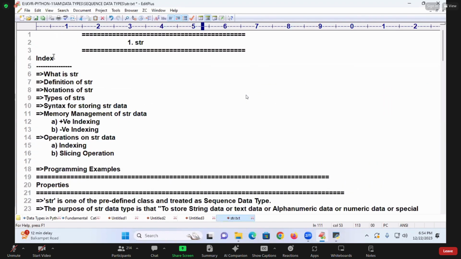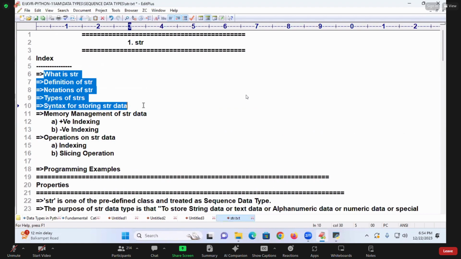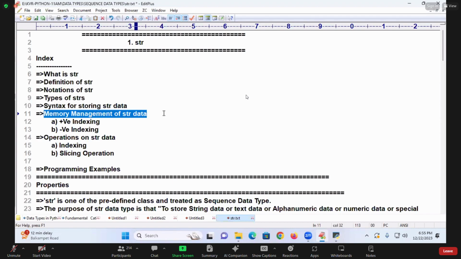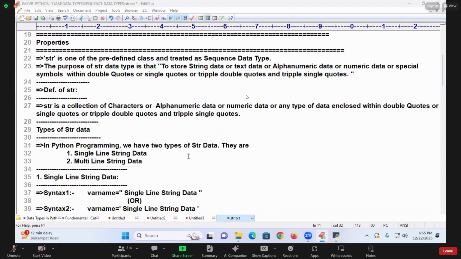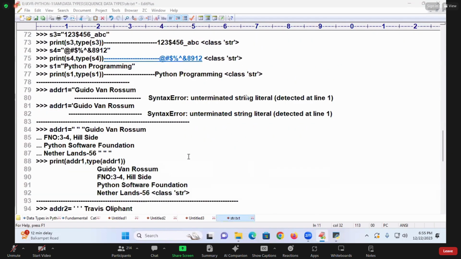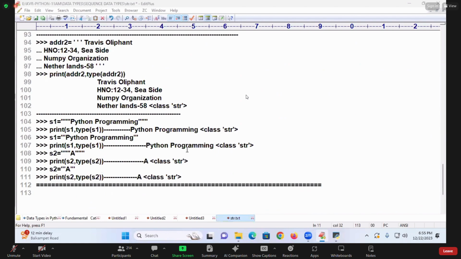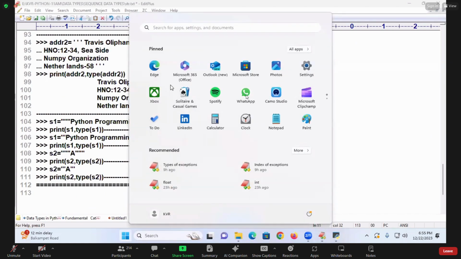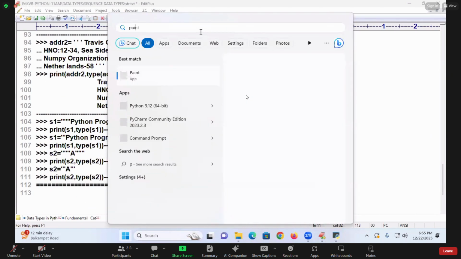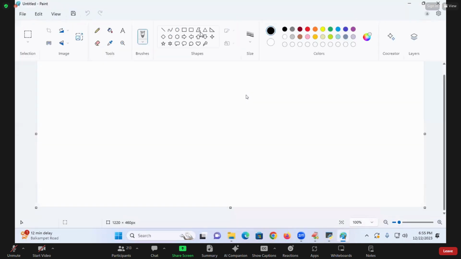Here you understood what is STR: definition, types, notations, and syntax for storing STR data. Now I am entering into the biggest discussion, memory management. Students online, did you understand up to here? Now I am going to enter into the further discussion. Careful. Offline students, you also understood?